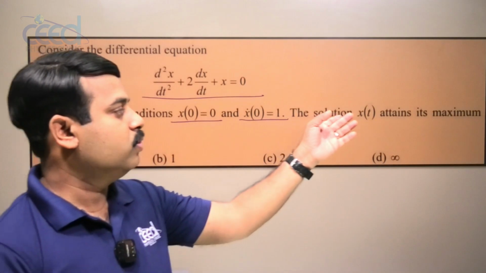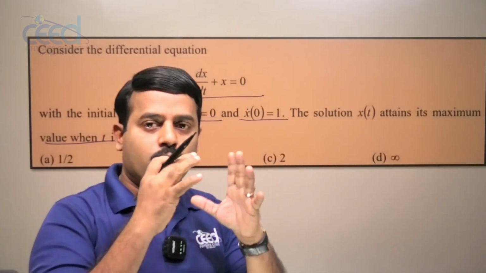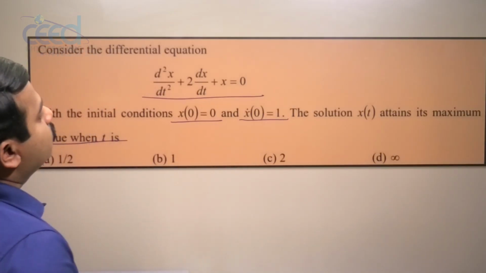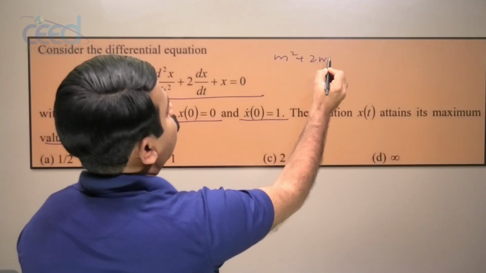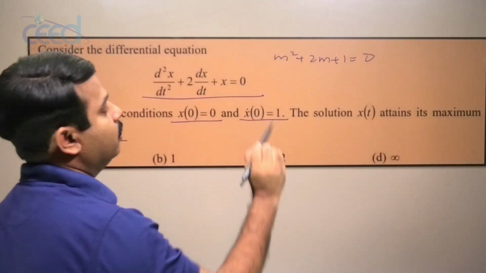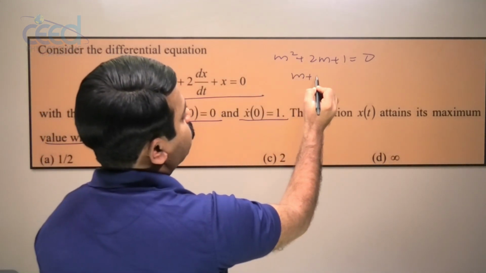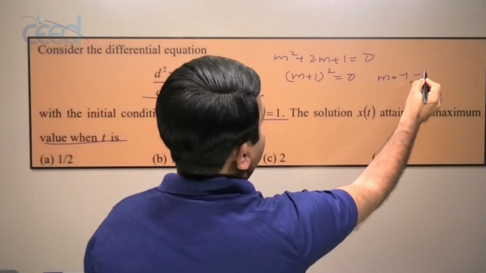So once we find solution x, then based on that solution nature we can say when it attains maximum value, right? So anyway we can solve this. The auxiliary equation is m square plus 2m plus 1 equal to 0. Then what is m value? (m plus 1) whole square is equal to 0. Then m is equal to minus 1, minus 1.